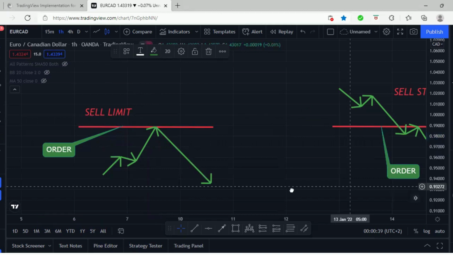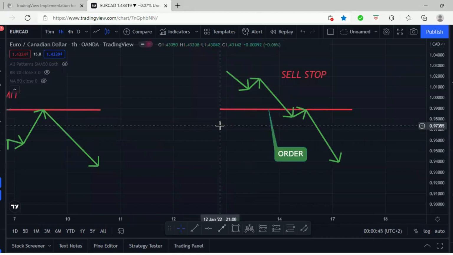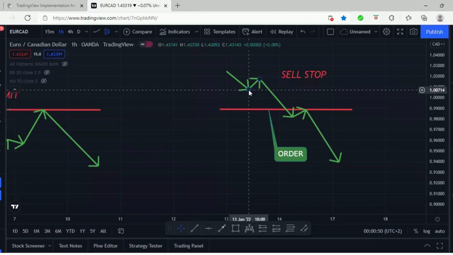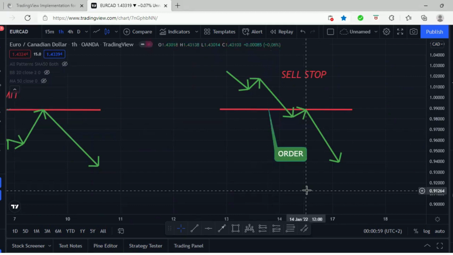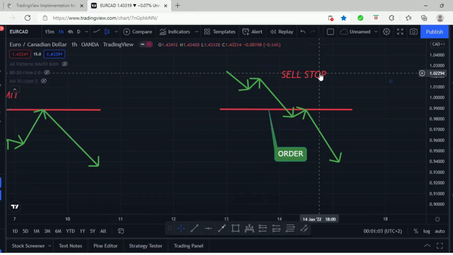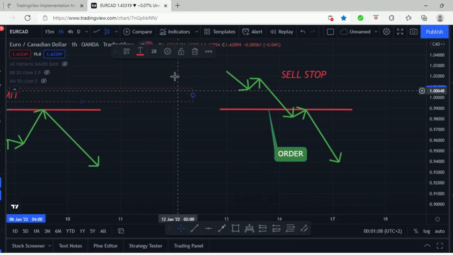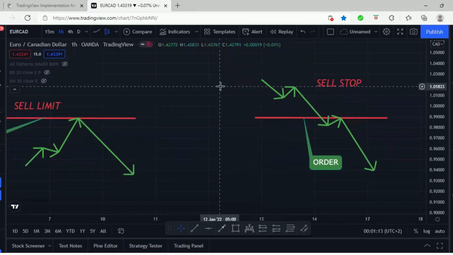Whereas in a sell stop, your order is placed below your current price. The current price has to hit that order or reach that level where you placed your order and continue to go down. Next, we will be looking at it on MetaTrader or on the current chart, on any chart, and we will be discussing it further.